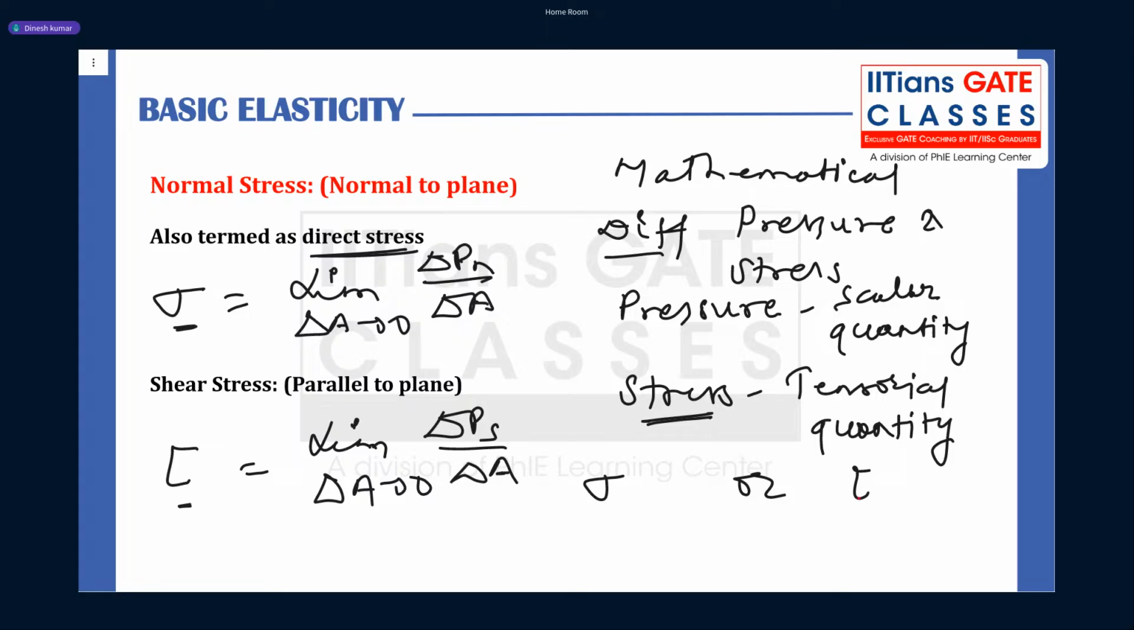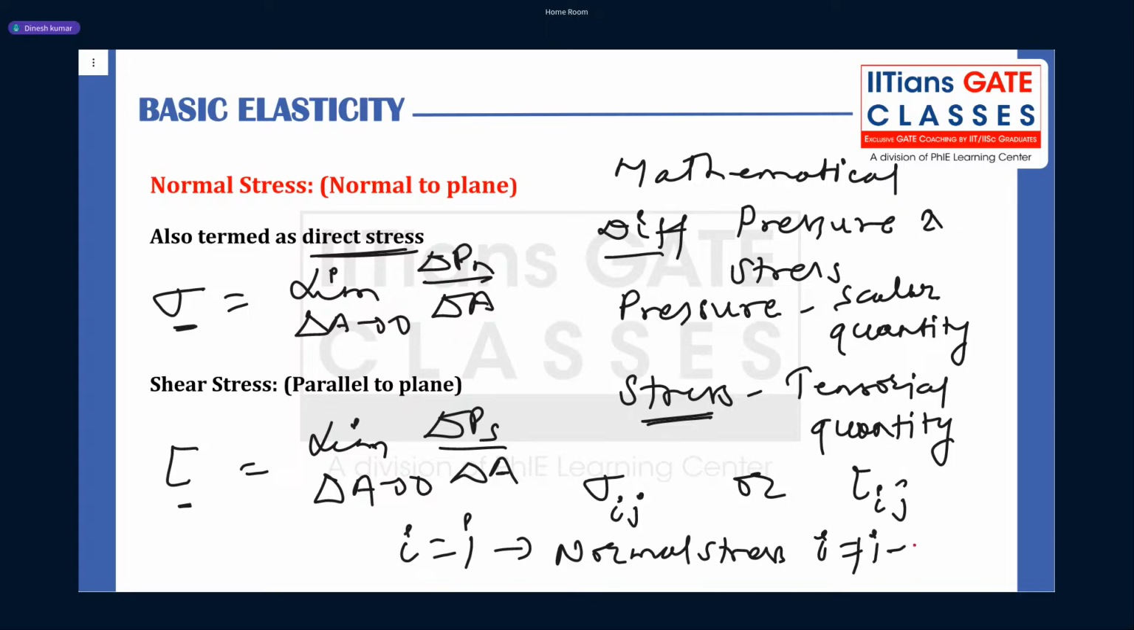So here guys, stress is always denoted by either sigma or tau with a suffix, which is what? Sigma ij or tau ij. Now here guys, if i equal to j, then it is what? Can anybody tell? Then it is normal stress. And when i is not equal to j, then it is what? Shear stress. Okay, everyone, is it clear? So this is the mathematical or tensorial way to denote stress.